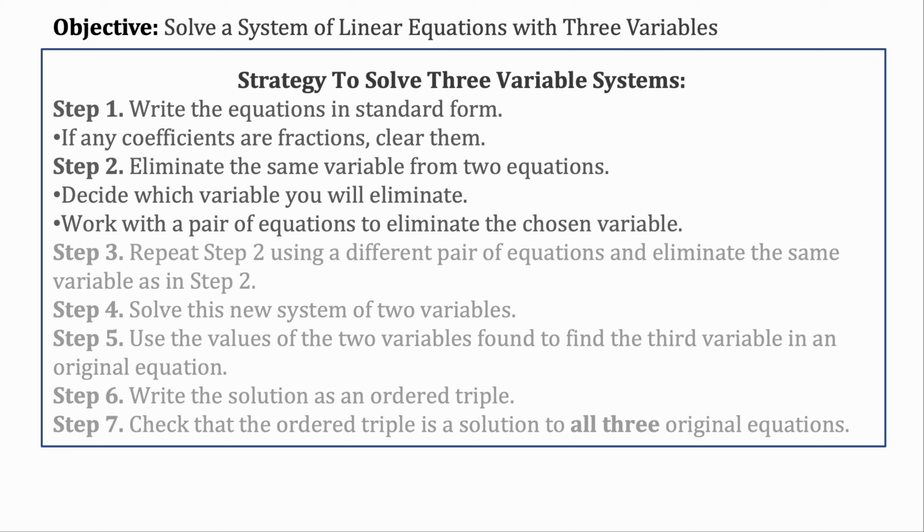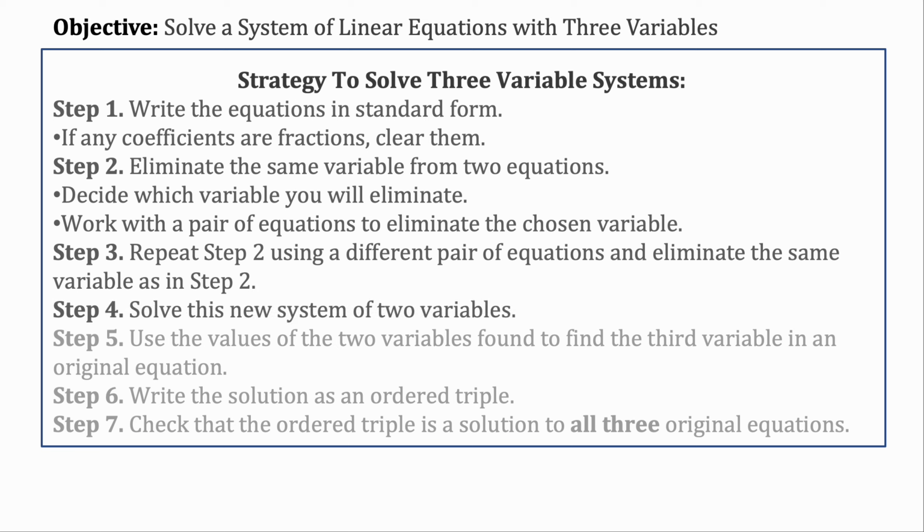The second step, we are going to eliminate the same variable from 2 equations. We'll decide which variable we're going to eliminate by looking at the coefficients and how they're related, and then we're going to work with pairs of equations to eliminate that chosen variable. Now you're going to have to repeat it twice. Whatever 2 equations you start with the first time, the third equation has to be used with any of the other 2. So you have to use a different pair of equations.